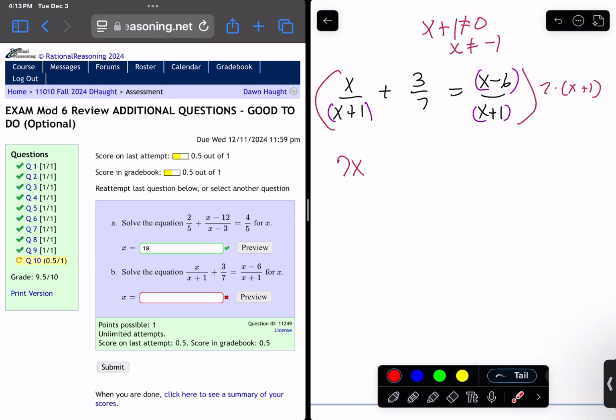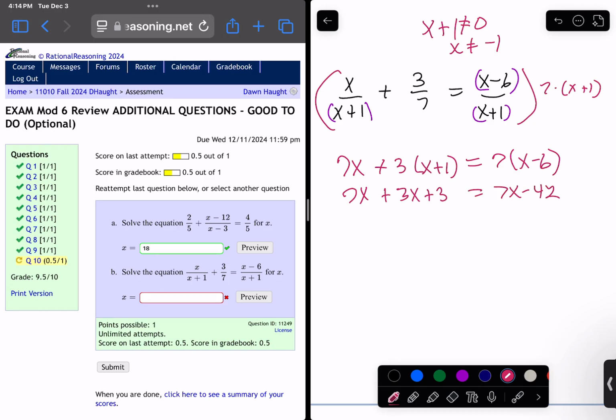We're going to do it again. We're going to multiply that. The 7s are going to cancel. We're left with a positive 3 and an x plus 1. Here, the x plus 1s are going to cancel. We're left with a 7 and an x minus 6. So let's use our distributive property. Let's simplify each side as much as possible until we can't simplify any further. So that's what you see right here. 10x plus 3 equals 7x minus 42.